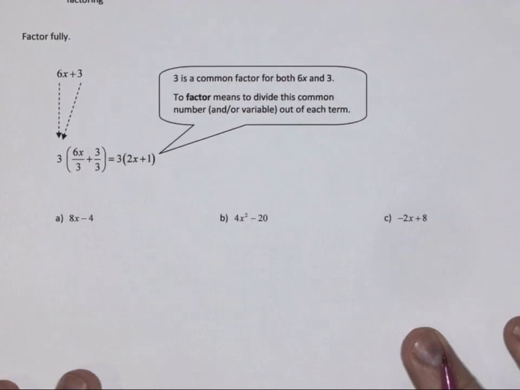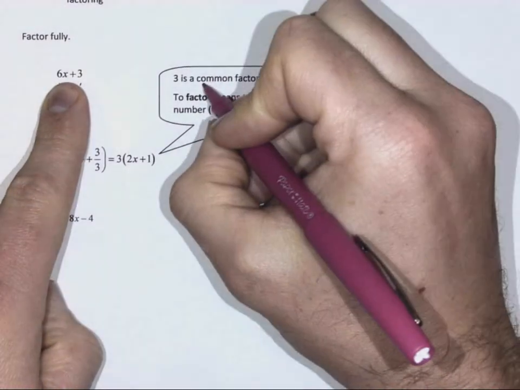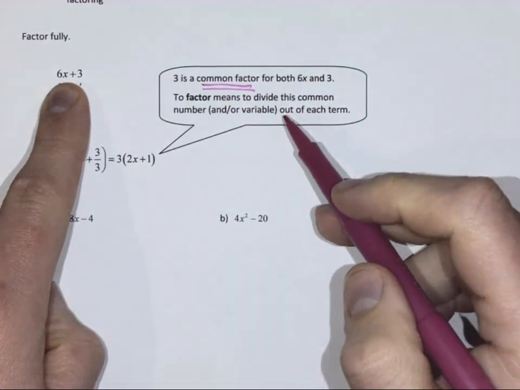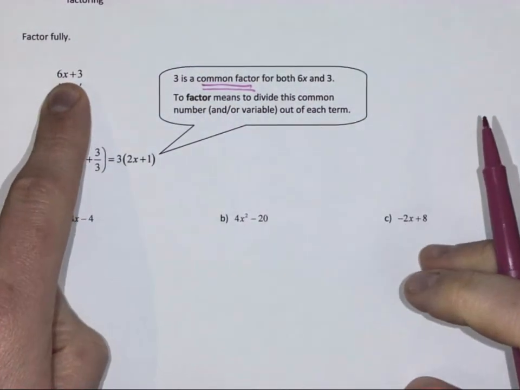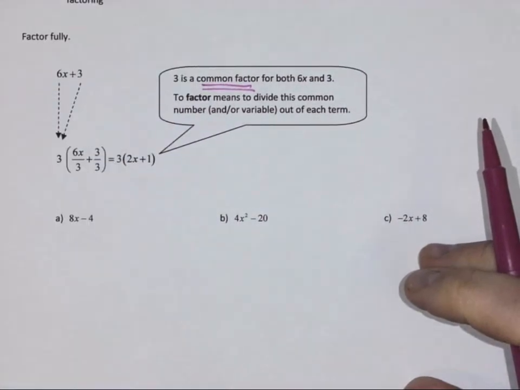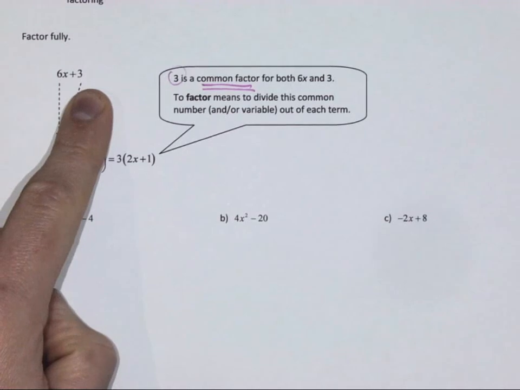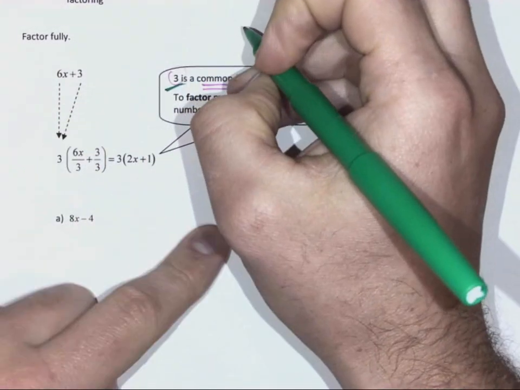So, factor fully. We want to find a common factor. A common factor is something that each term can be divided by, or can be pulled out of each term. So for 6x and 3, 3 is our common factor. And I'll draw it like this. 3 is our common factor.